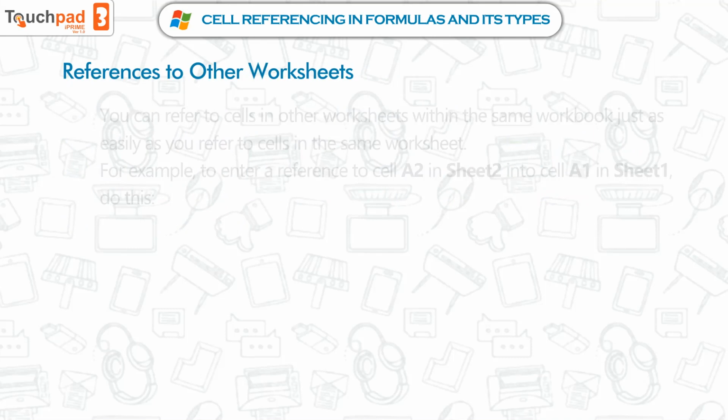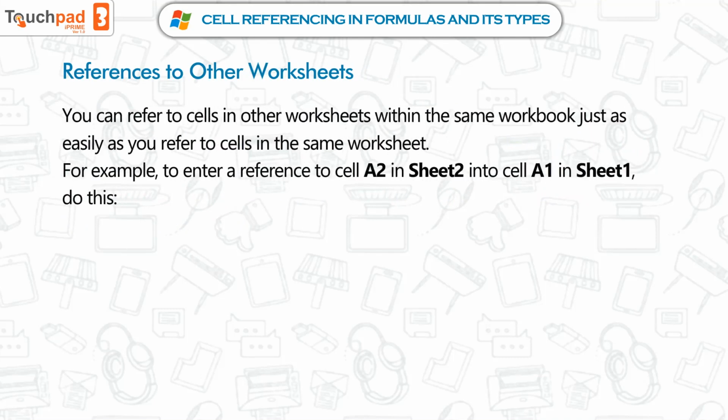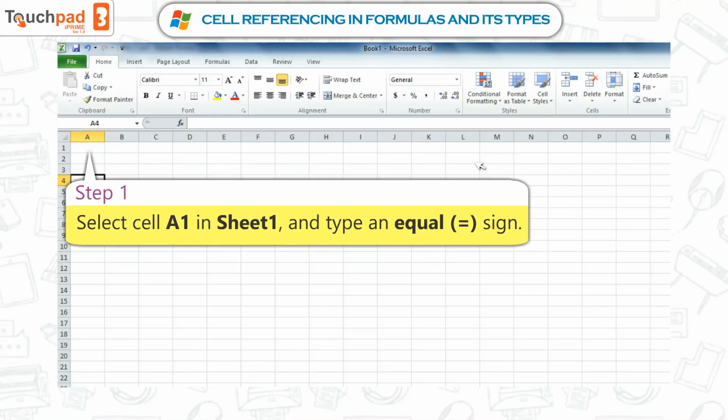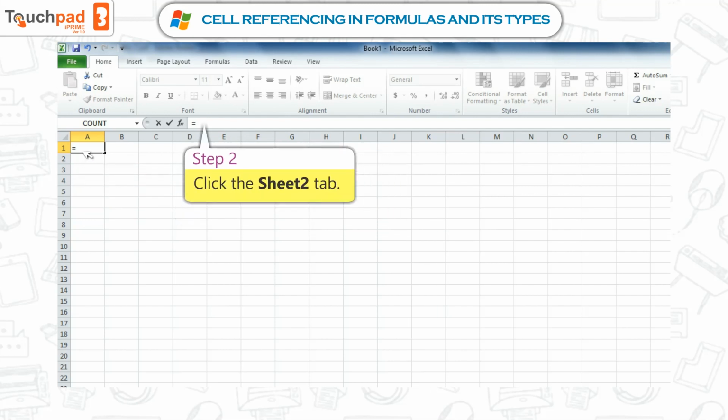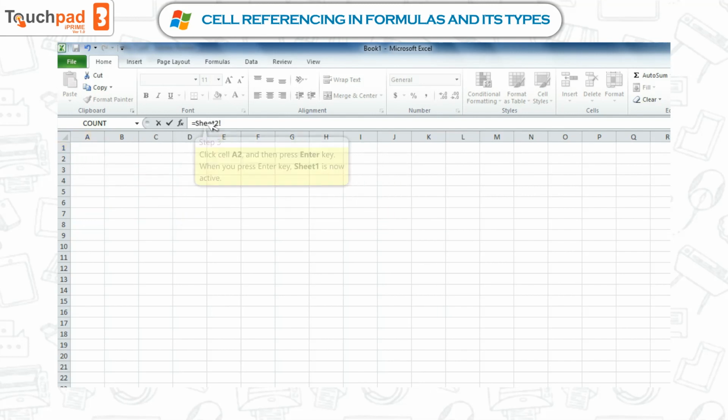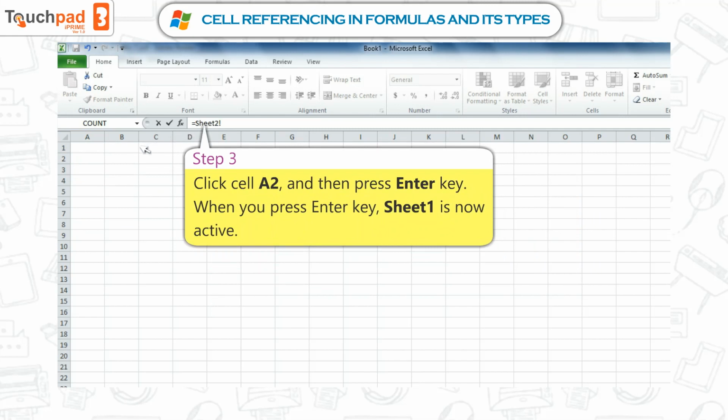References to other worksheets. You can refer to cells in other worksheets within the same workbook just as easily as you refer to cells in the same worksheet. For example, to enter a reference to cell A2 in Sheet 2 into cell A1 in Sheet 1, do this. Step 1. Select cell A1 in Sheet 1 and type an equal to sign. Step 2. Click the Sheet 2 tab. Step 3. Click cell A2 and then press Enter key.